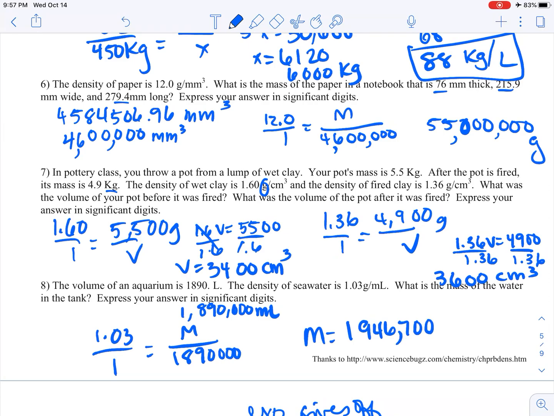So our mass is 1,946,700. But sig figs, we need 3. So 194. Oh, nope. That gets changed up. So this 6 rounds that up to 195,000. We need to hold our place values, and that's going to be grams.